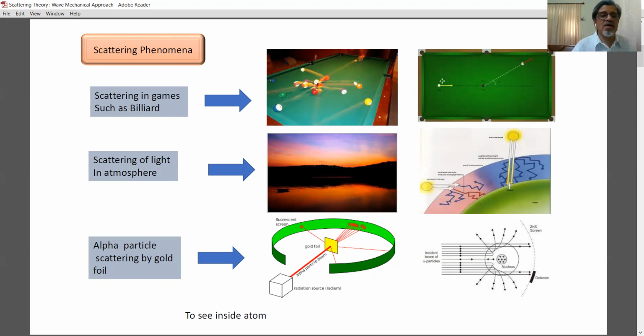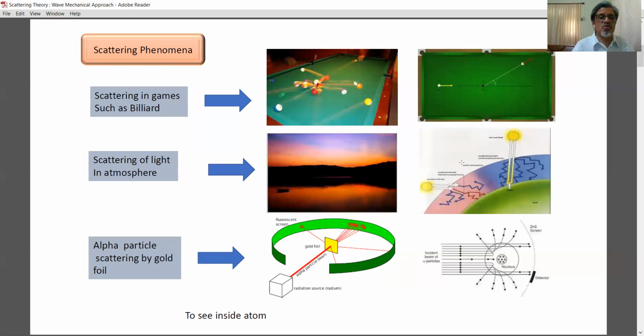The second one is the scattering of light in the atmosphere. We see beautiful colors of the sky during sunset and sunrise, and that is due to scattering. And the second picture shows the scattering phenomenon taking place in the atmosphere.